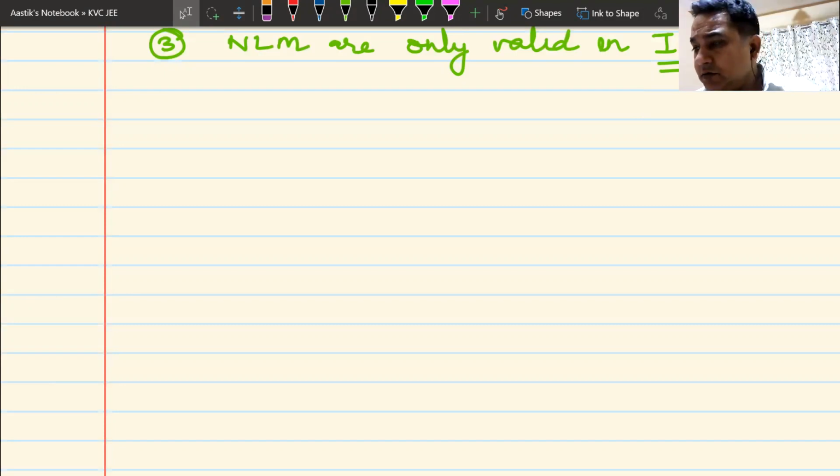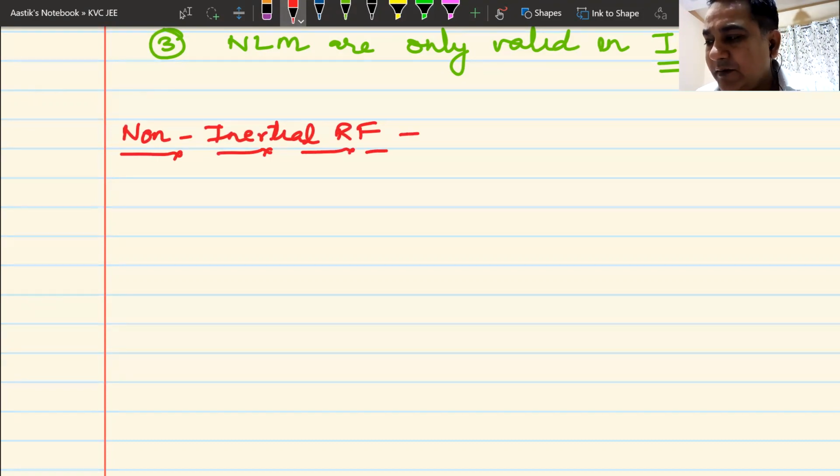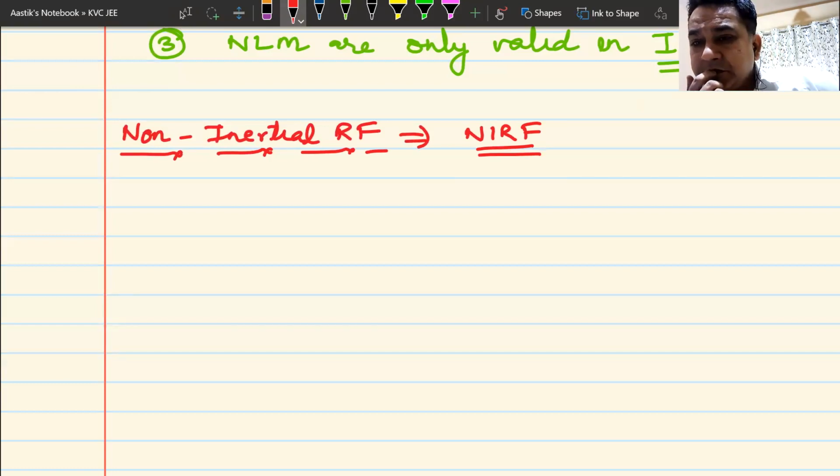Having understood inertial reference frame, it becomes very easy to understand non-inertial reference frame. Now, I would ask you to tell me what would be a non-inertial reference frame, NIRF. I'll call them NIRF. NIRF is also a rating system which rates colleges in India. NIRF, what is a non-inertial reference frame? Can you tell me? Anyone?